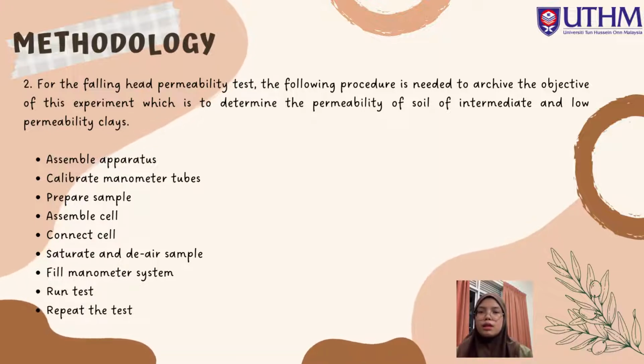Run the test. Open the screw clip at the inlet to let the water run through the sample and down into the standpipe, then check the water level there. Start the timer clock as soon as it reaches the desired level. Watch the level as it rises. Note the time it reaches and then stop the timer. Close the intake screw clip. Repeat the test.